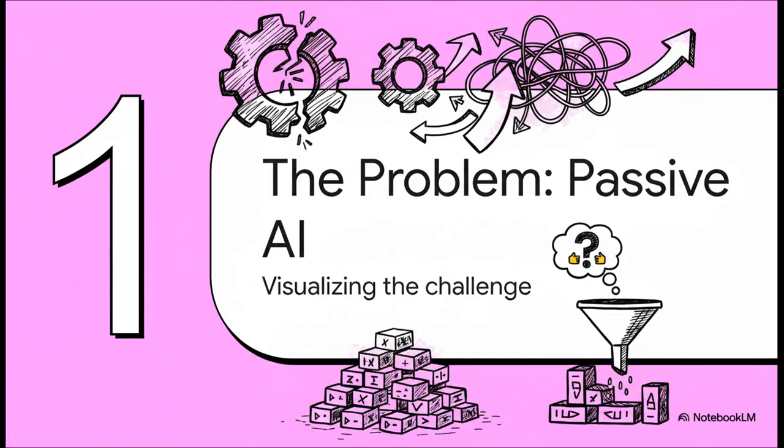Okay, let's dive into our first section, the problem with passive AI. I mean, retrieval-augmented generation, or RAG as we all know it, is everywhere. But what's the actual fundamental challenge we're facing with the standard approach?